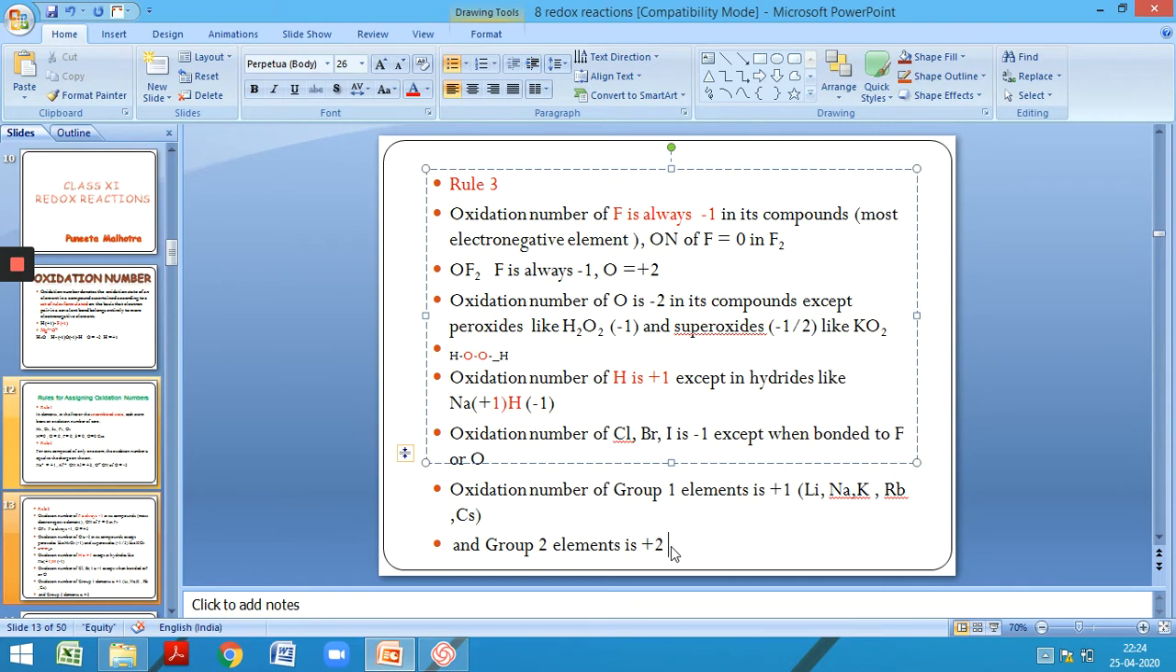And group 2 elements have an oxidation state of +2. Group 2 elements are beryllium, magnesium, calcium, strontium, and barium. So beryllium, magnesium, calcium, strontium, and barium have an oxidation state of +2.